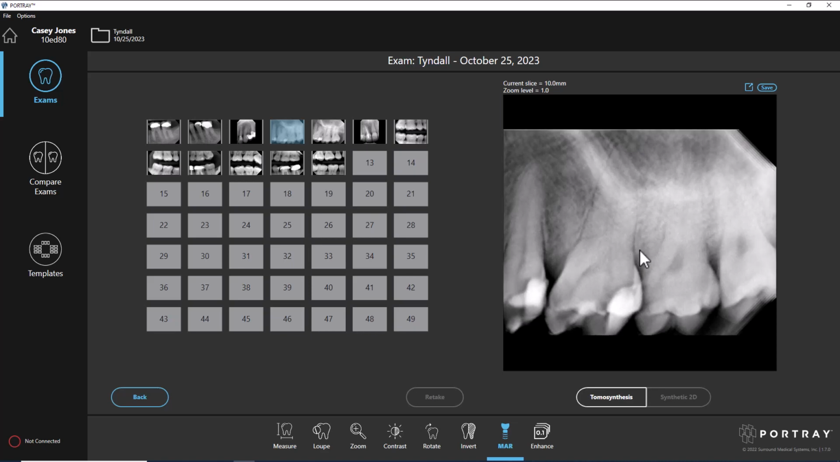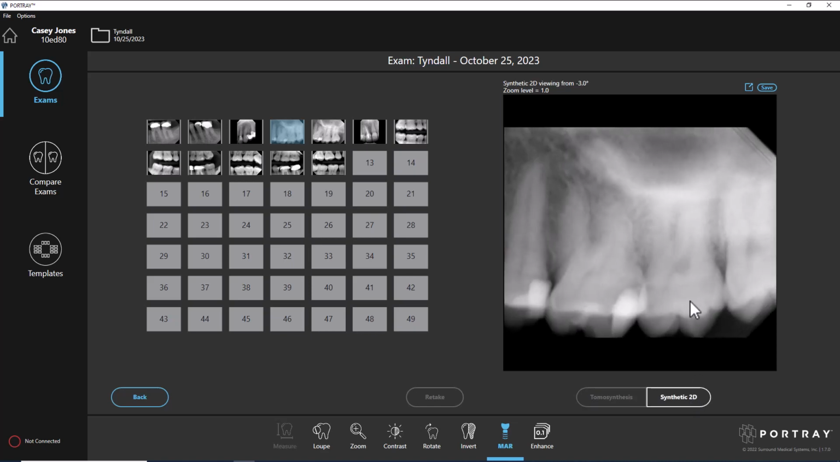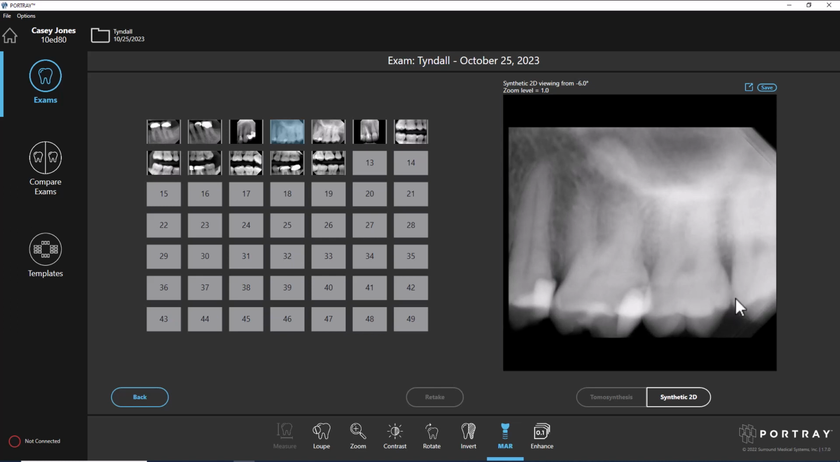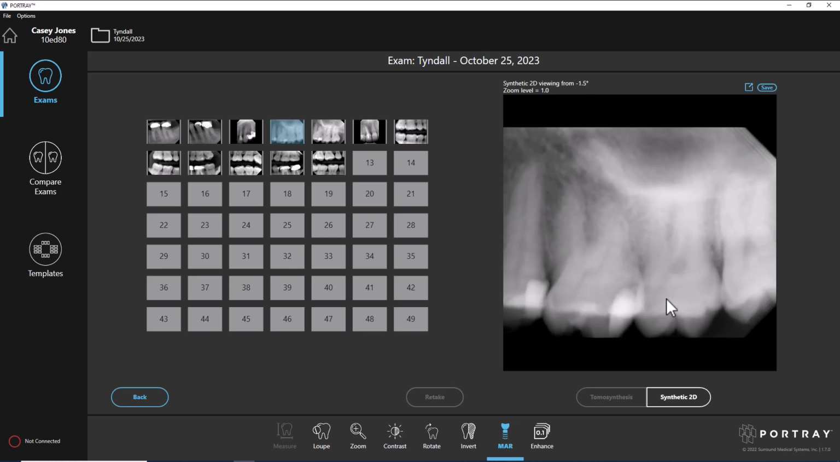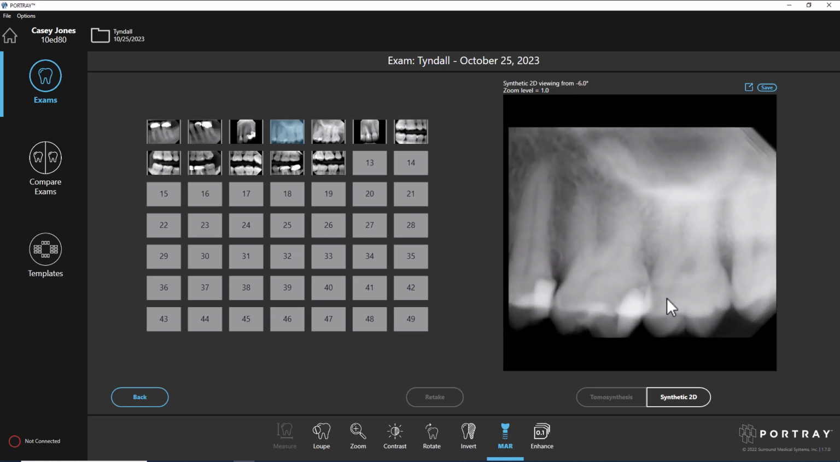The other thing about the molar area, particularly with the maxilla, is the beam angulation. Now, if you notice, I'm going to go to the synthetic mode, and I can scroll and open up maybe this more distal contact here of the second premolar, but I can't open up these others between the first and second molars. And one reason is the imaging geometry to start with wasn't very good. So this ability to open the contacts has its limitations.